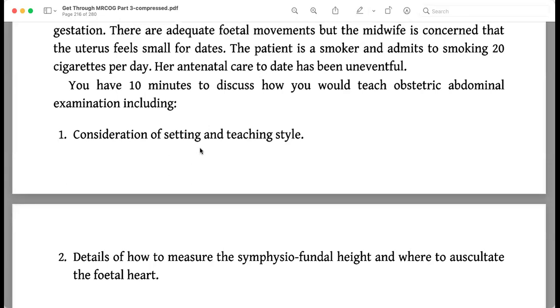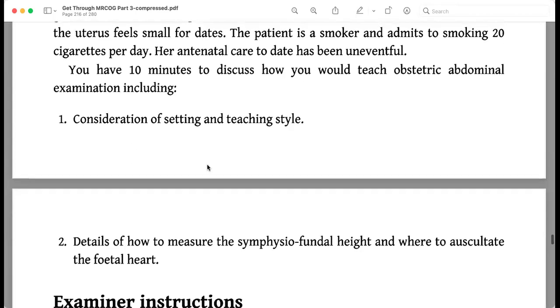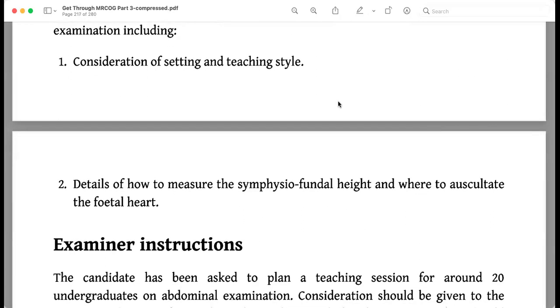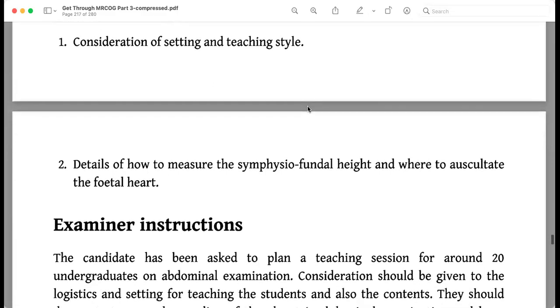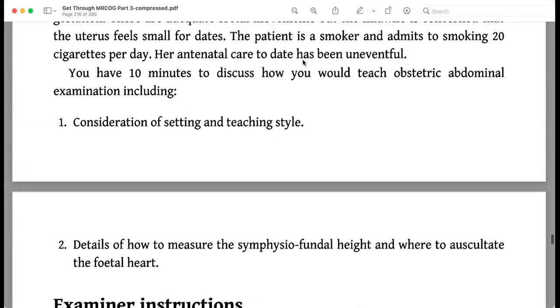Okay, and here they are testing your knowledge of how to deliver, or design, a teaching session. Detail of how to measure the fundal height and where to auscultate the fetal heart, right? So this is your main task first: how are you going to teach the obstetric abdominal examination? So there are different styles of teaching.